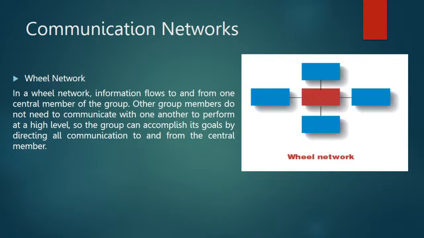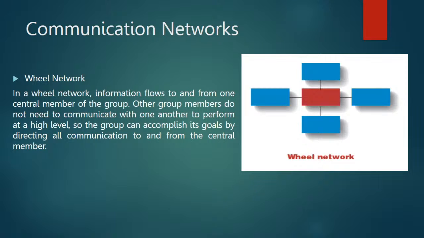One of the communication networks is termed the wheel network. In a wheel network, information flows to and fro from one central member of the group. Other group members do not need to communicate with one another to perform at a high level, so the group can accomplish its goals by directing all the communication to and from the central member. So in this form of network, the information is dispersed from a central person to all the other members of the group. And usually this form of network is used for one-way communication, like circulars.